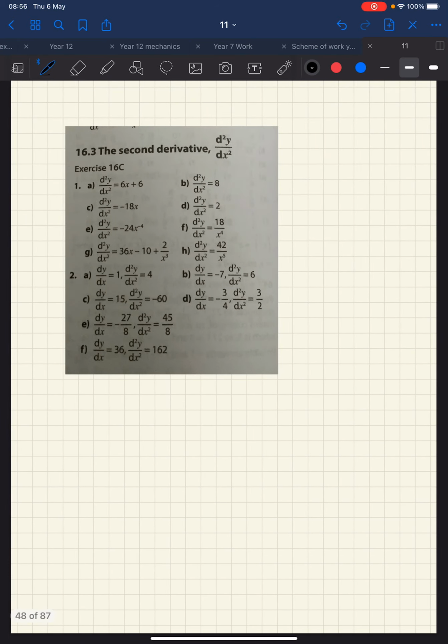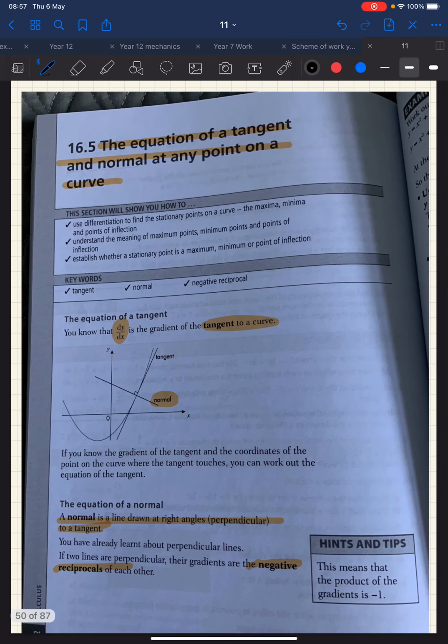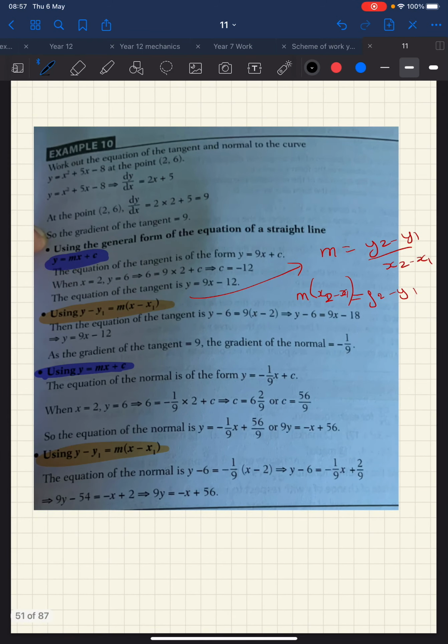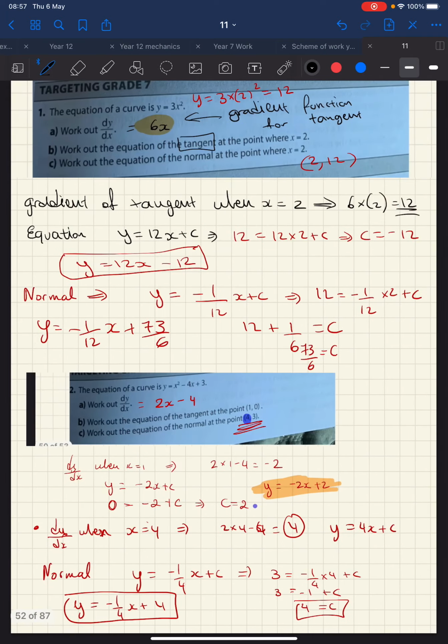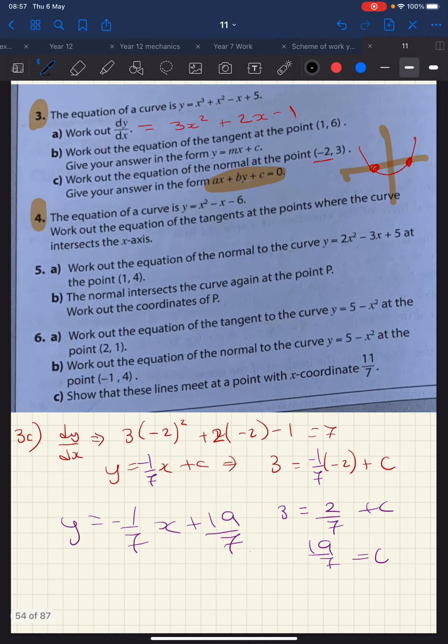But yeah, if you find anything else that you need, please send a message. I can go through them with you. But that's pretty much the majority of the differentiation stuff.